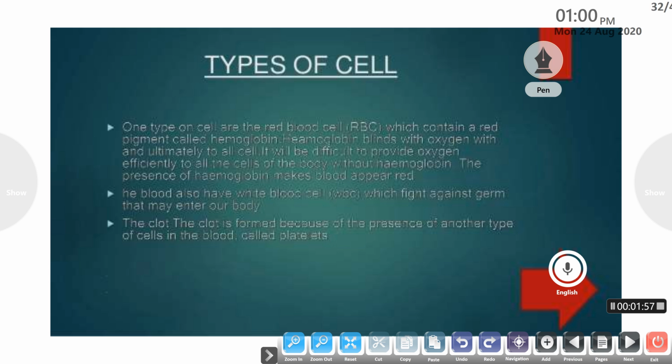The second type of cell that is present in our blood are WBCs, that is white blood cells. These cells fight against the foreign material that enters our body. Hence, they provide immunity to our body. The third type of cell that is present in our blood is platelets. Platelets are special types of cells that consist of clotting factors, and hence they are responsible for the blood clotting in case of an injury.